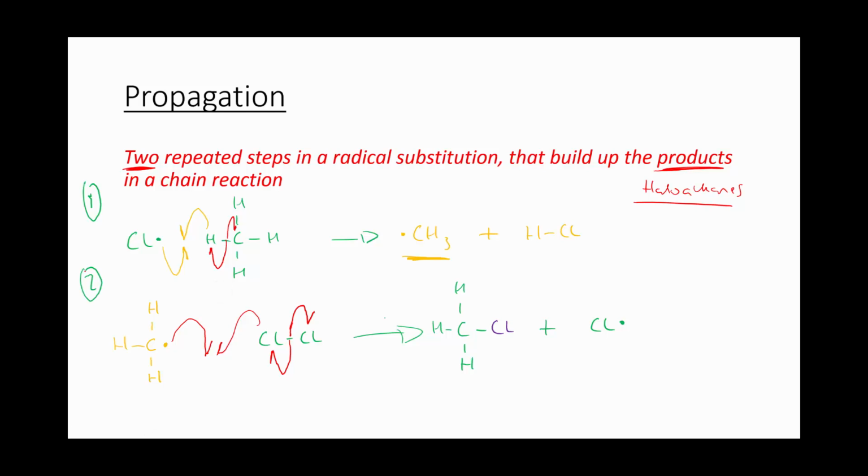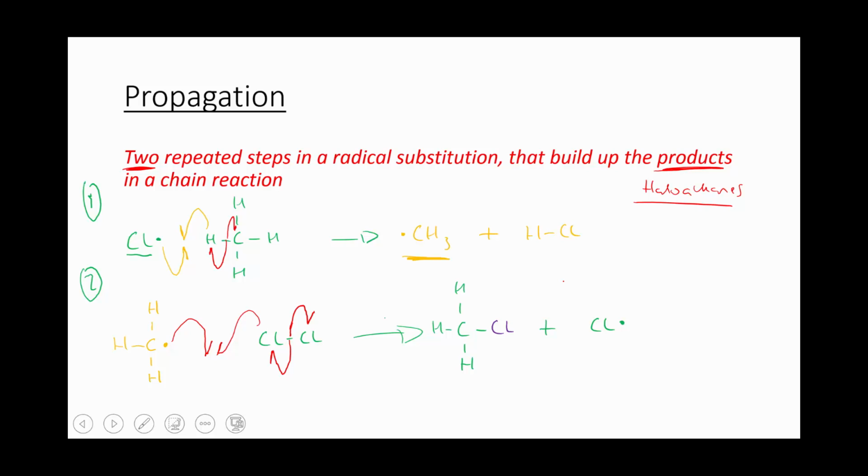Now you'll notice in both of the propagation steps we have got a radical on either side of the arrow. We've got a chlorine radical on the left here, and we've got a CH3 radical on the right here.